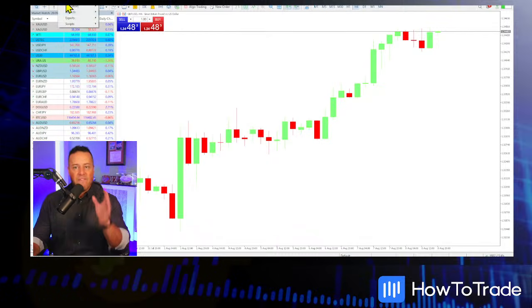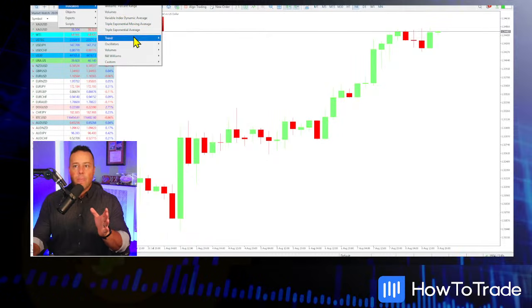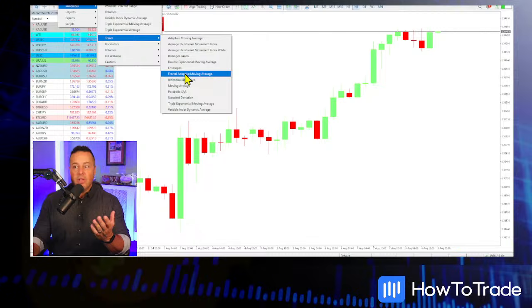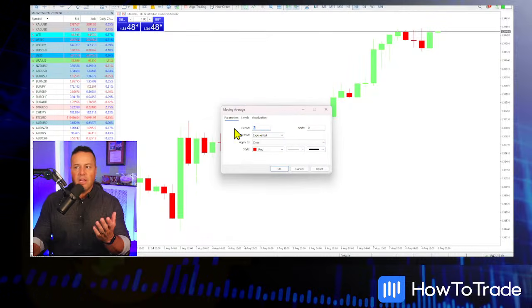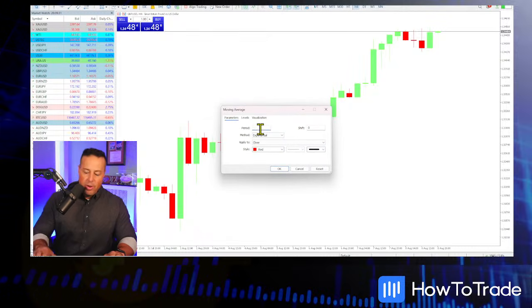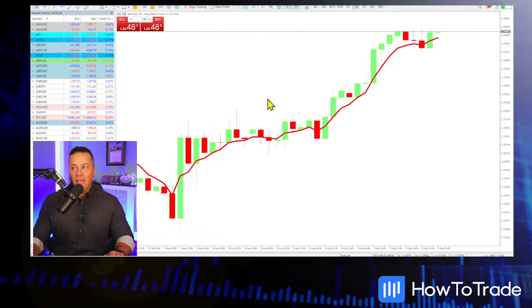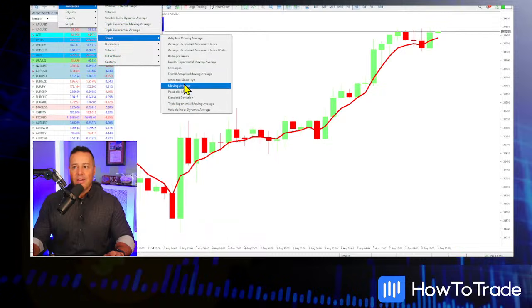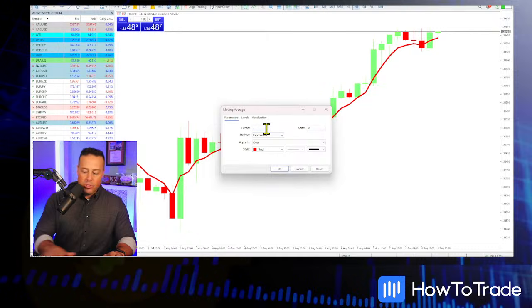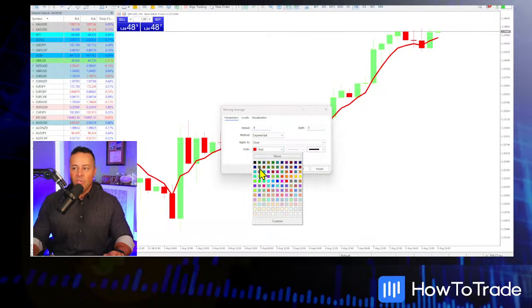On MT5, go to Insert, Indicator, Trend. Once you're on Trend, go down to Moving Average and give it a click. Adjust your period, number 1, to 5. Make sure your method is exponential, and add that to your price chart. Then go to Insert again, Indicators, Trend, Moving Average, and put in an 8. Change the color from red; you can pick any colors you want. Just make sure you can easily look at them and remember what color your EMA is. So there's the 5 and the 8.